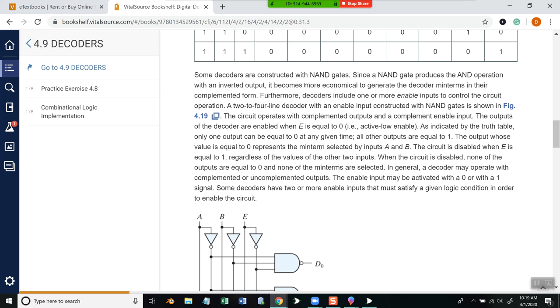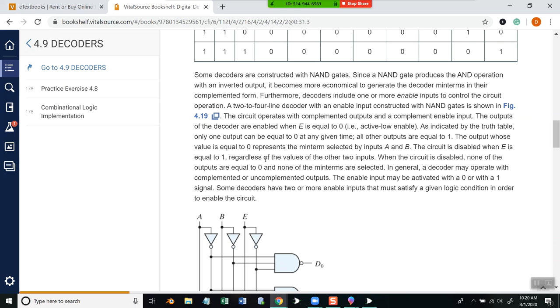Okay, this next one. Some decoders are constructed with a NAND gate. Since a NAND gate produces the AND operation with an inverted output, it becomes more economical to generate a decoder's minterms in complemented form. Furthermore, decoders with an enable input can be constructed with a NAND gate, as shown in this figure. The circuit operates with complemented outputs and a complemented enable input. The outputs of the decoder are enabled when E is equal to 0, active low enable, as indicated by the truth table. Only one output can be equal to 0 at any given time. All other outputs are equal to 1.